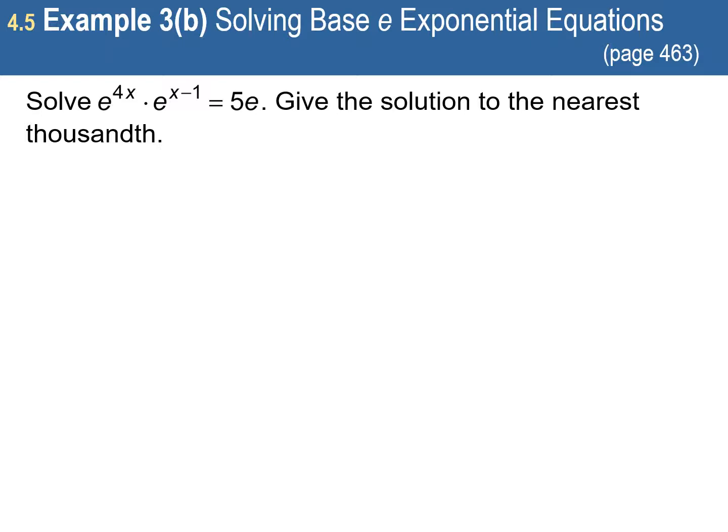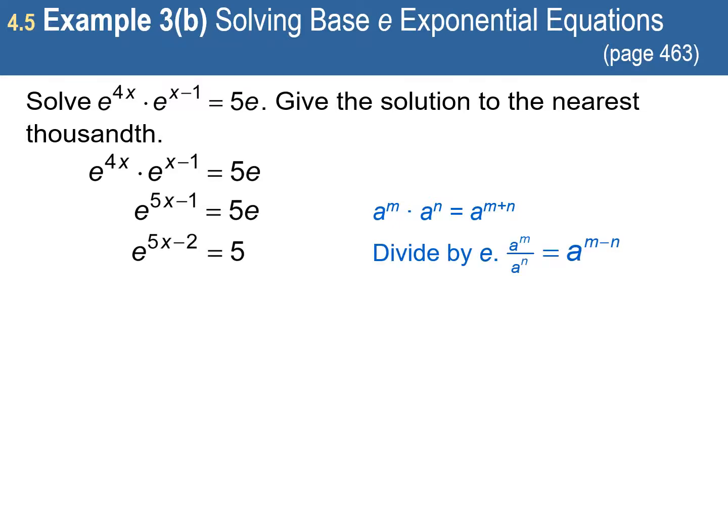Now suppose I want to solve e to the 4x times e to the x minus 1 is equal to 5e. The first thing I want to do is gather all my e's to one side. So on the left, I can combine e to the 4x times e to the x minus 1 to e to the 5x minus 1. But now I need to get this other e to the other side. So I'm going to divide by e.